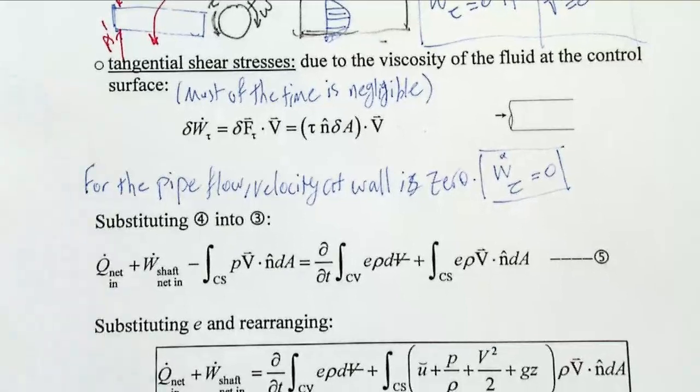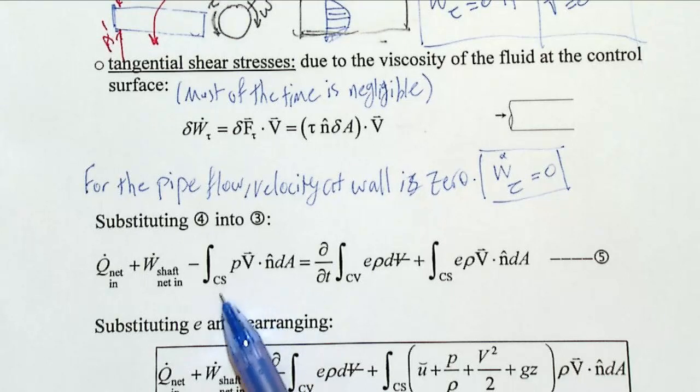Let's finalize our work here. Okay, so you know that you have velocity and pressure at the inlet and outlet because of normal stresses. So you can replace that here.